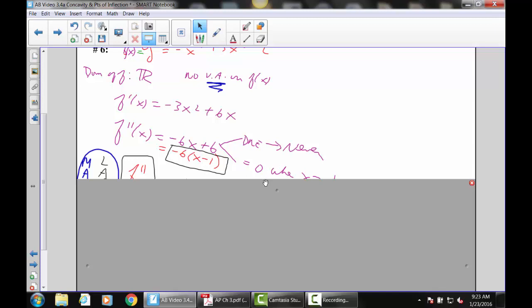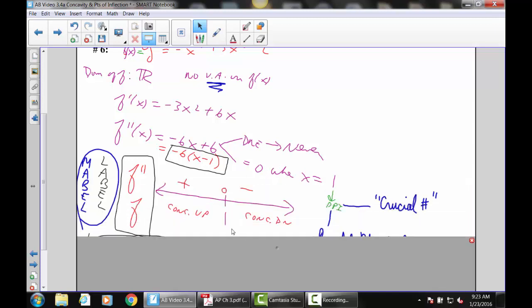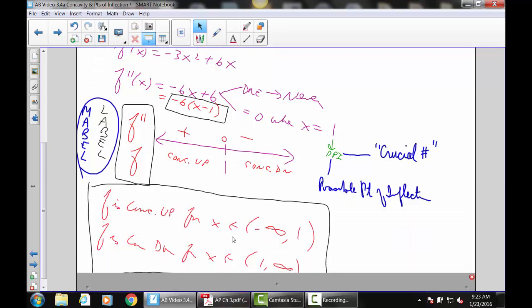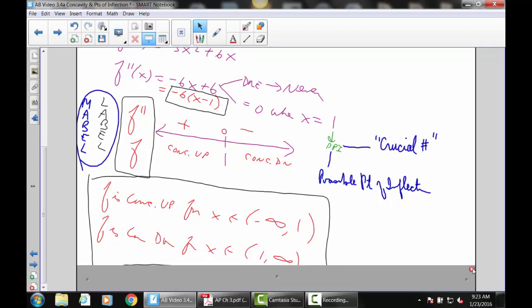It never doesn't exist. It equals 0 when x equals 1, so we put 1 on a number line. Don't forget to label, Mabel. And we're going to pick a number on the left side of 1 like 0. We'll get a positive answer because that exponent is odd, which is why I factored it, to see that the signs alternate. And then, therefore, f is concave up and then concave down. So your conclusion is f is concave up on the interval from negative infinity to 1. f is concave down on the interval from 1 to infinity.